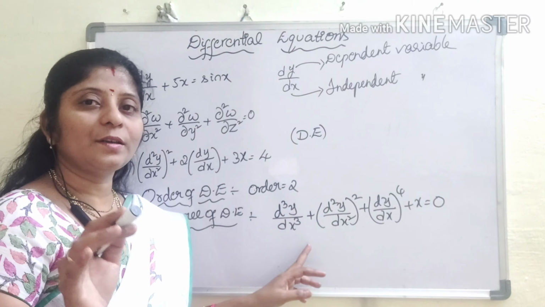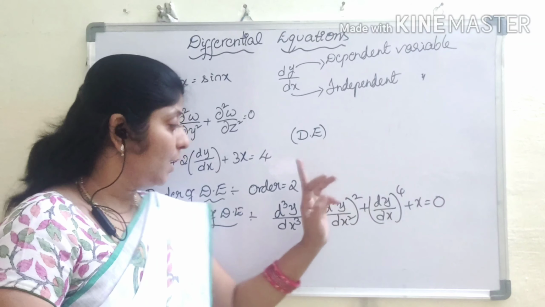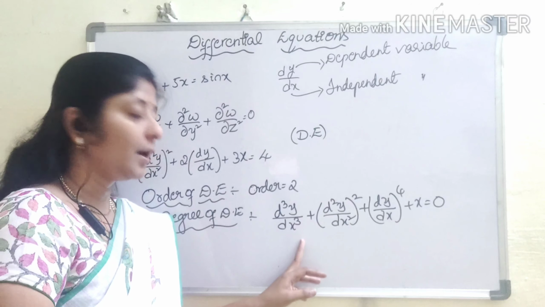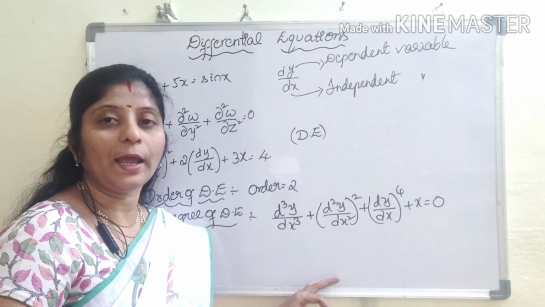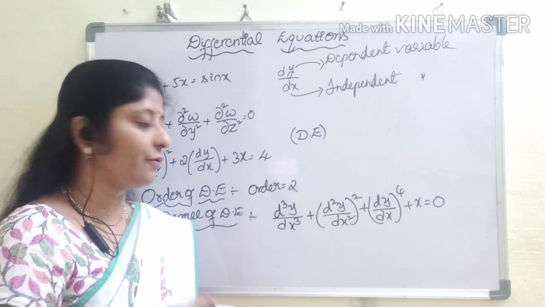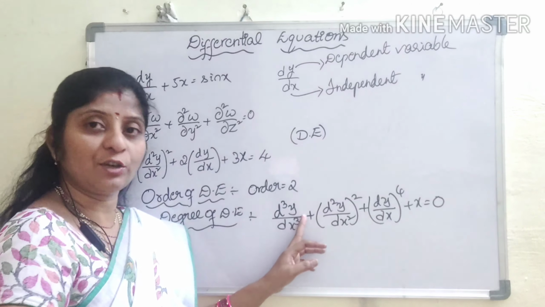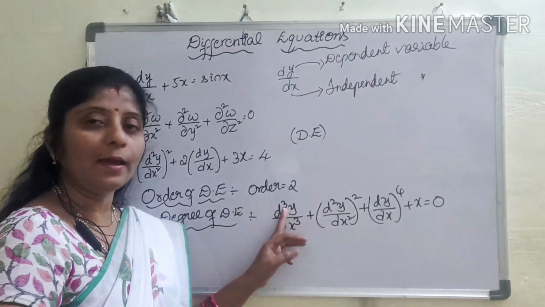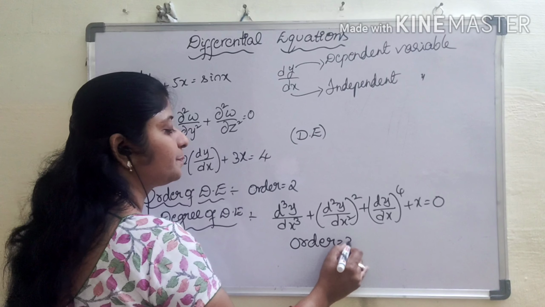Here the highest order is 3 because we have the first order derivative, second order derivative, and third order derivative. But the order of the differential equation should be the highest derivative of the dependent variable. Here the third order is the highest derivative of y. So we can say the order of this equation is 3.